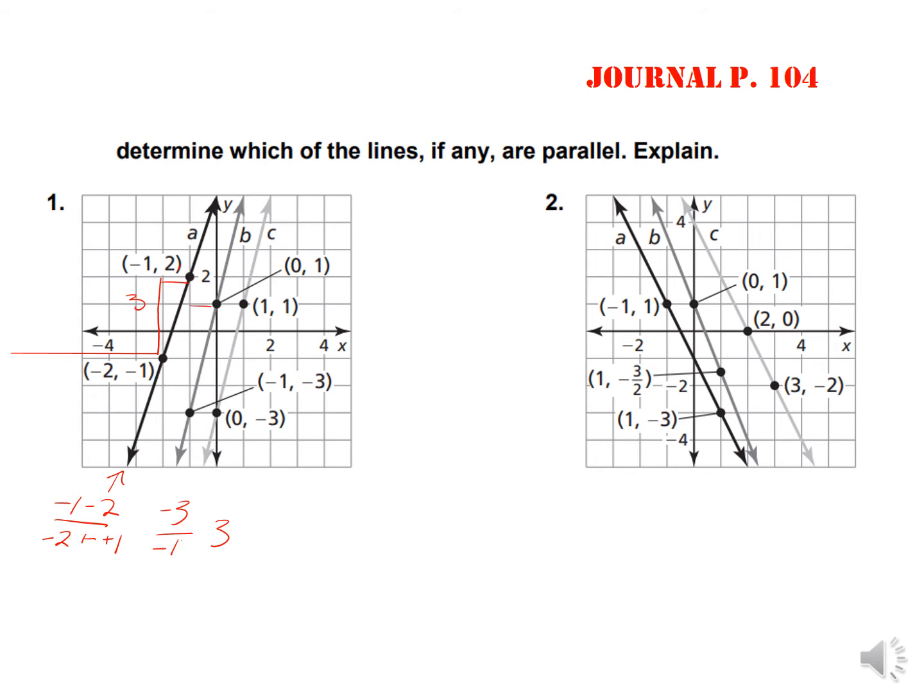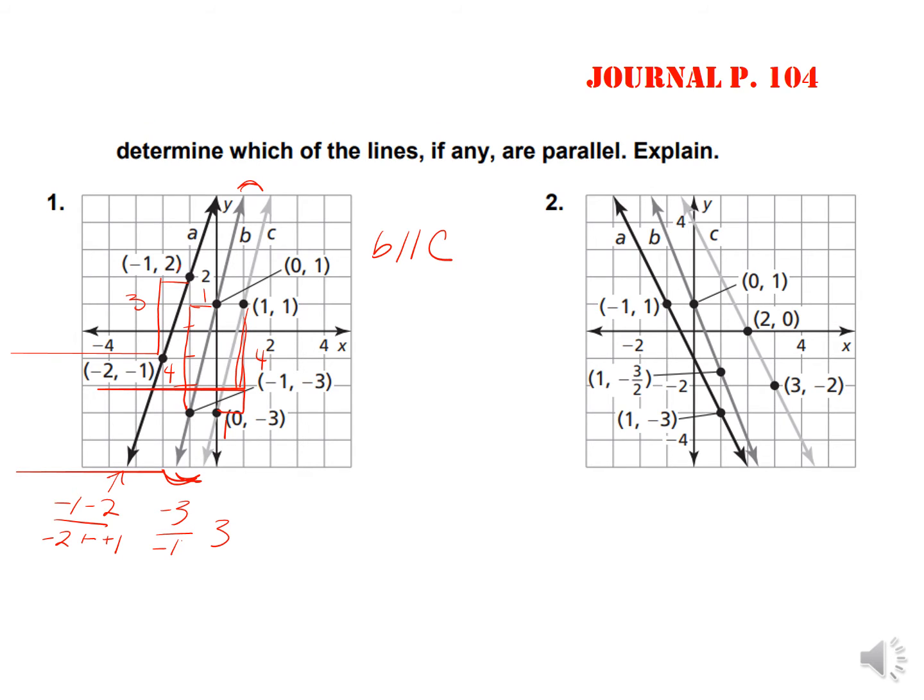I can go to this one. 1, 2, 3. Oh, that one has a slope of 4. Don't be fooled by the picture. Over 1. So these are not parallel. Let's look at this one. And this one is also 4 over 1. So these are the two that are parallel. Okay, B and C. B is parallel to C.